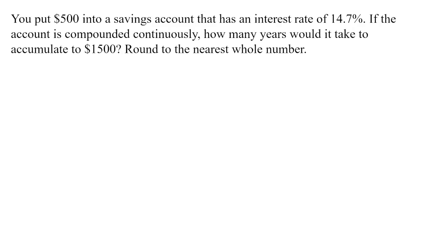So now let's look at another example. You put $500 into a savings account that has an interest rate of 14.7%. If the account is compounded continuously, how many years would it take to accumulate to $1,500? You round to the nearest whole number. So let's see what we know. We know P is 500. The interest rate is 14.7%, so that would be 0.147.